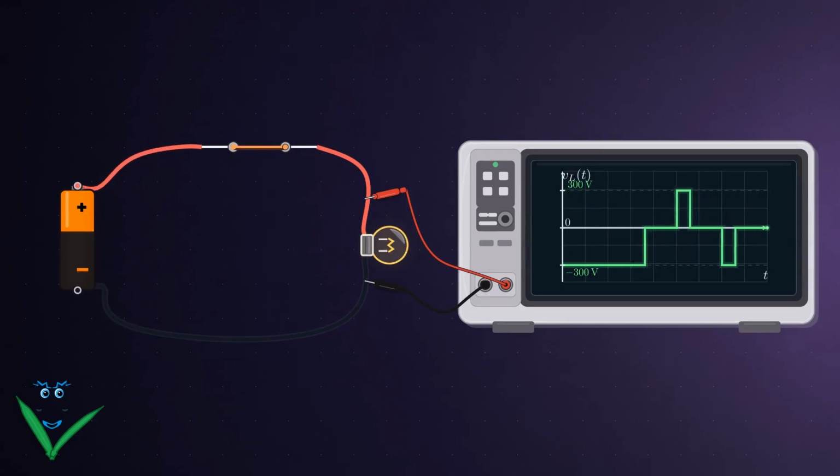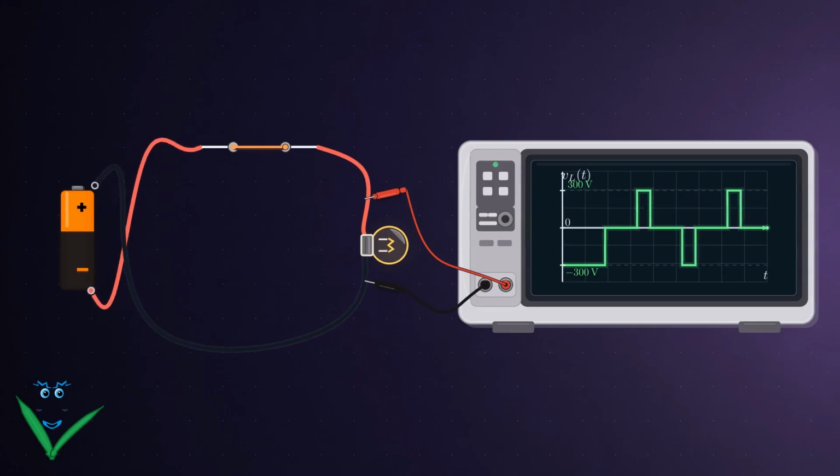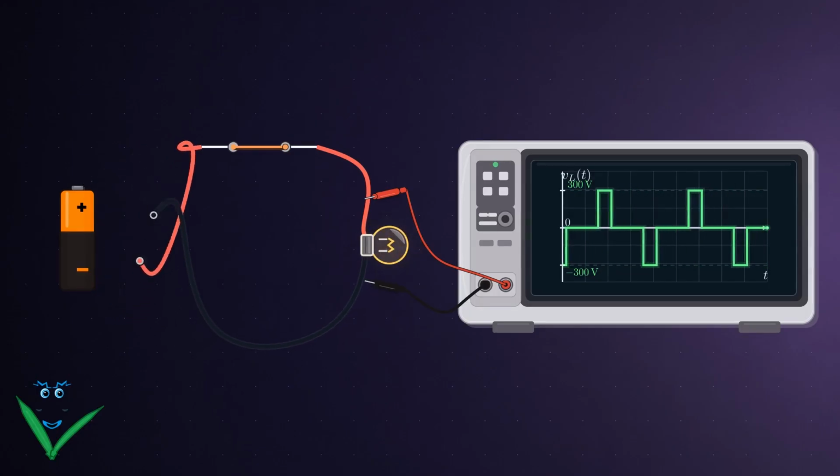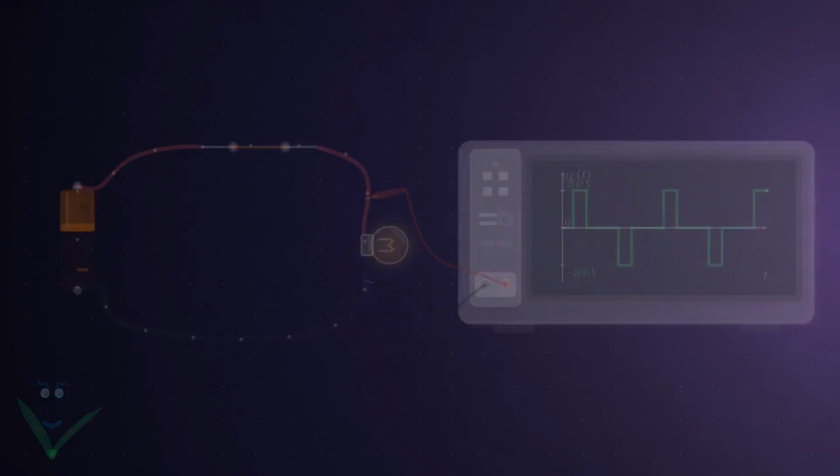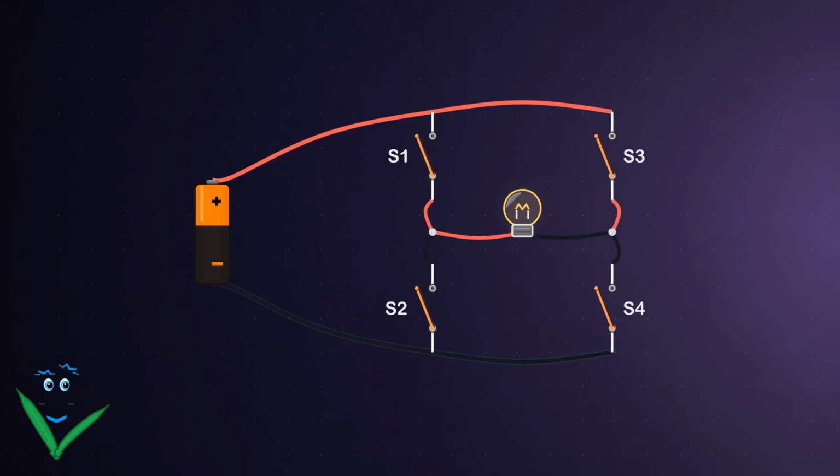Of course, physically disconnecting and reversing the battery every time would not be practical. Instead, we can use 4 switches. The 4 switches are arranged around the load in a circuit commonly called an H-bridge. The load is placed in the middle of the circuit, forming the horizontal line of the letter H. There are 2 switches on the left side and 2 switches on the right side.